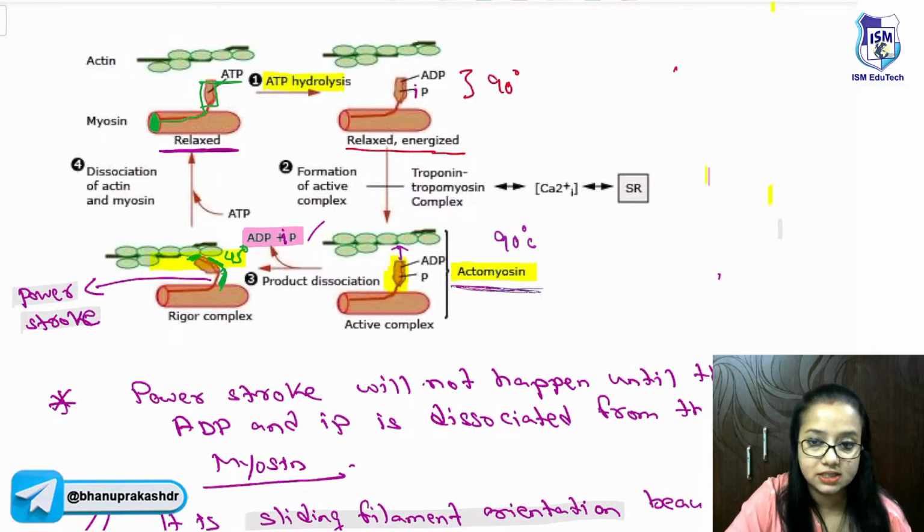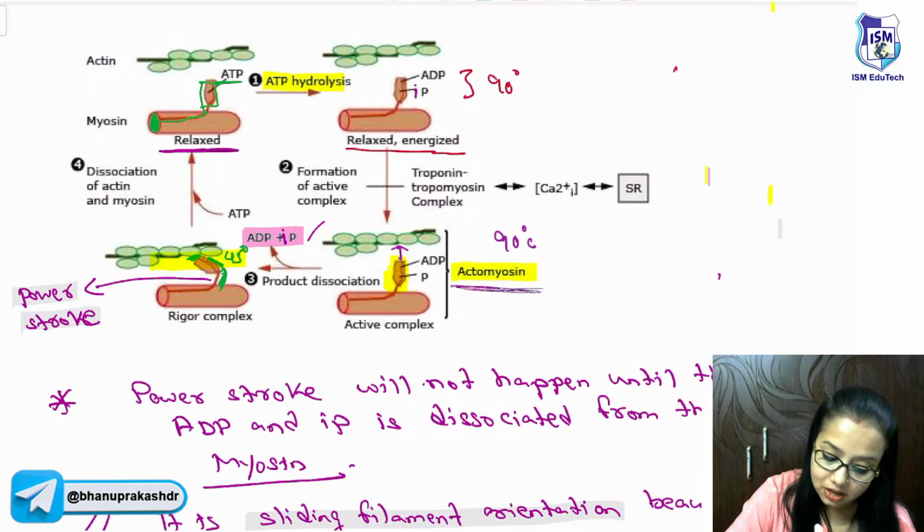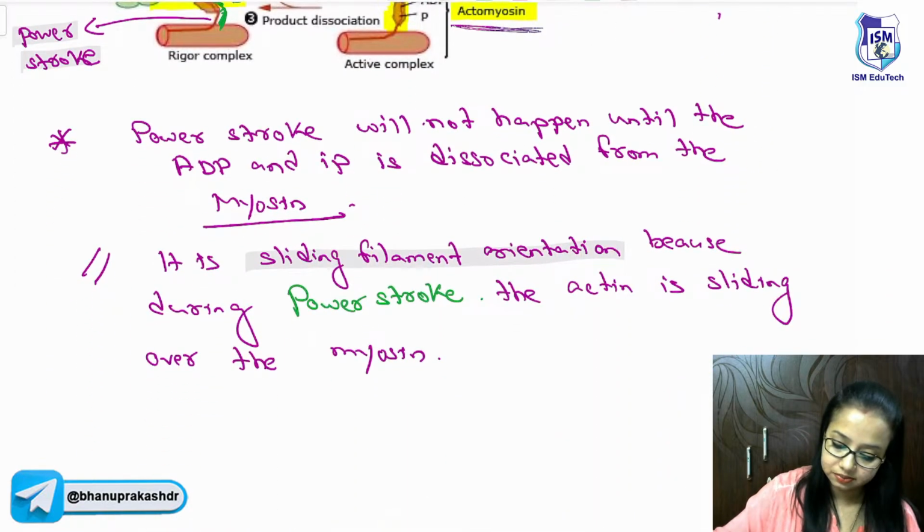Now, one thing, this attachment during the power stroke, when the myosin is binding to the actin, is very, very rigid. There is nothing in this condition that can break away the myosin from the actin. That is, the contractile state of the skeletal muscle cannot be ended as long as the myosin is bound to the actin in this condition.